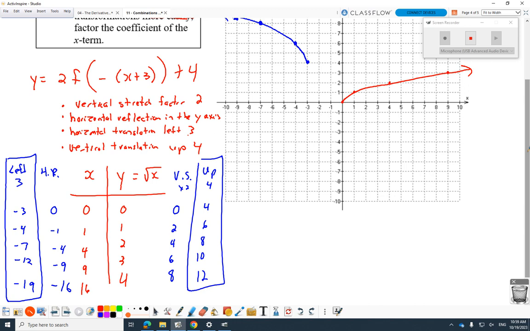Wait, but where's the factor? Like, where's the two vertical stretch going? Right here. See? To get to the second point, it goes over 1, up 1. Here it goes over 1, up 2. That's the vertical stretch part of it. Over 1, up. So you just times it by 2? Yeah. We already did that. The table of values takes care of all that for you.